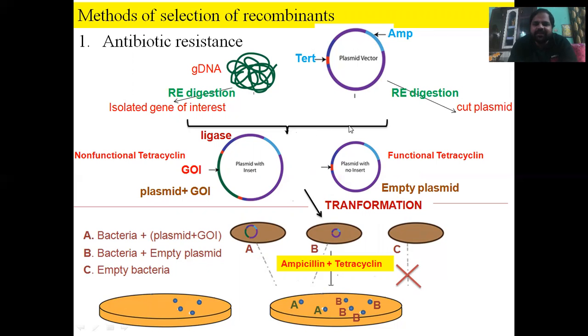This is called an empty plasmid, or a self-circularized plasmid. So in this experiment, during the formation of the recombinant DNA, two types of plasmids we can get. One is the self-circularized or empty plasmid, and another is the plasmid with our gene of interest. And this plasmid is of our interest. We need to get this construct into our host cell.